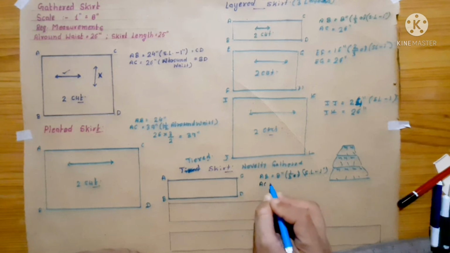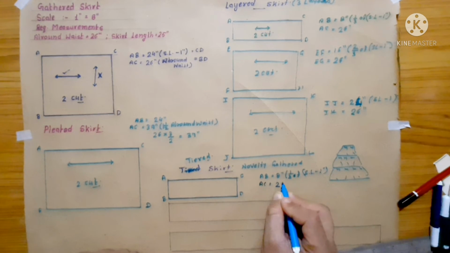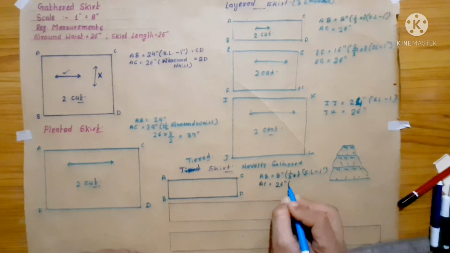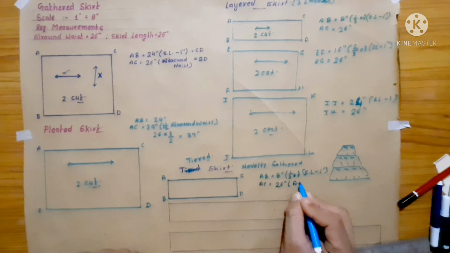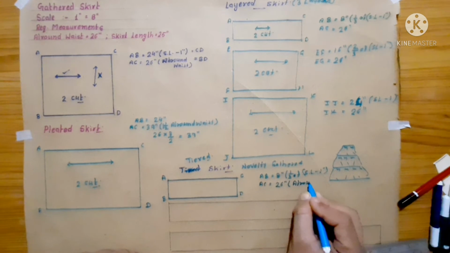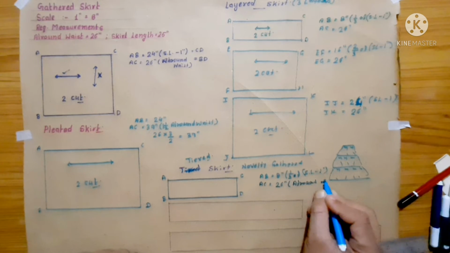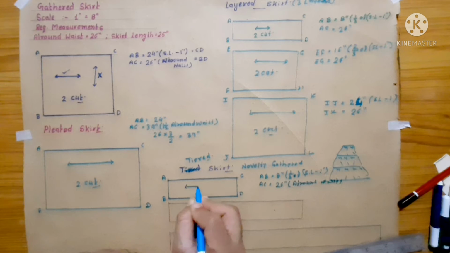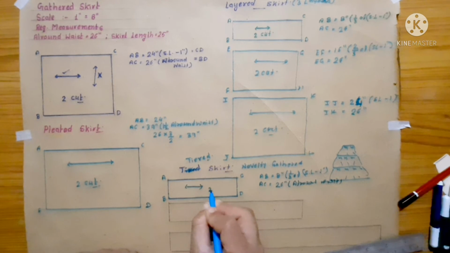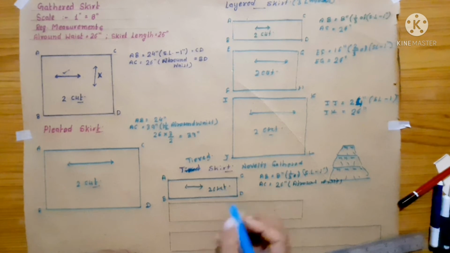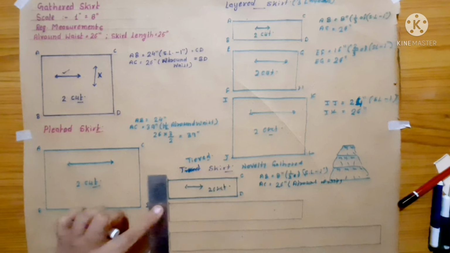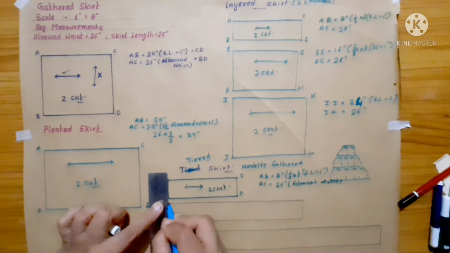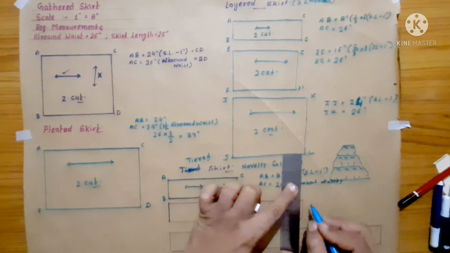Then AC is equal to 26 inches. That means all round waist. The grain to cut. Right? Now for the second tier, it would again be a block.